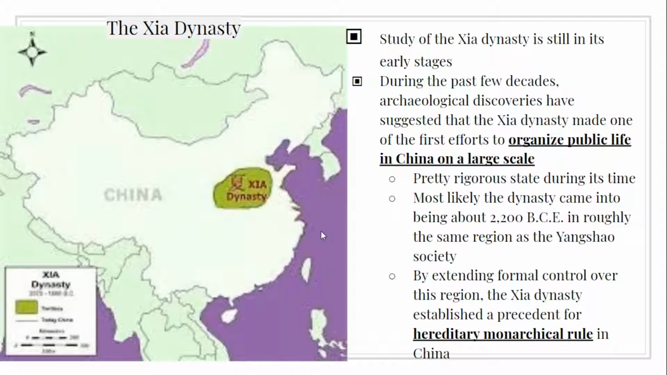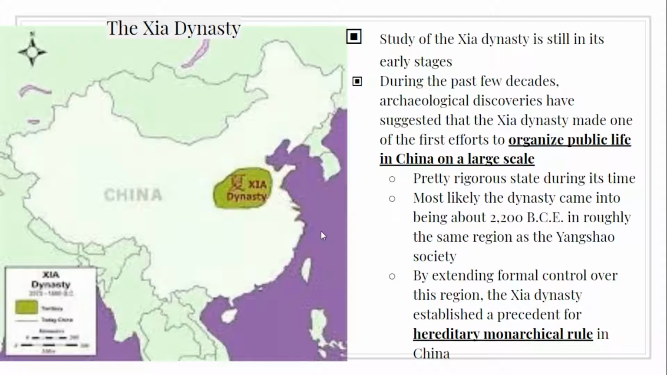Because to really organize what everyday life is going to look like, and where you should go for various problems or concerns, it takes a lot of time, skill, and communication. So at the very beginning of its time, it was pretty rigorous. It was a pretty strict state. And most likely the dynasty came into being by about 2200 BCE.